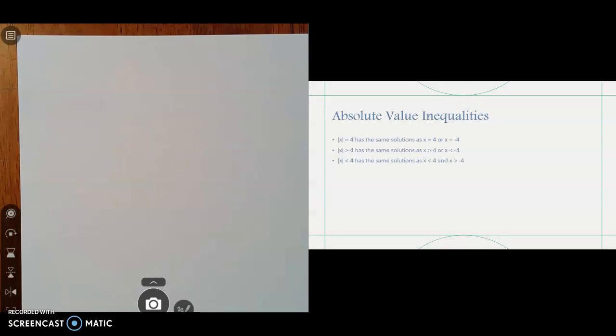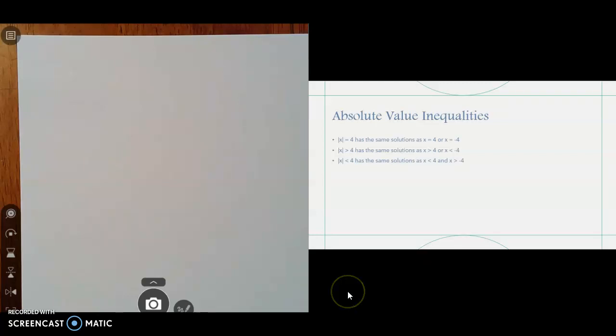What about the absolute value of x is less than 4? Well, those are smaller values. Those are things that have a smaller distance from 0 on the number line. So x is less than 4, and it's also going to be greater than negative 4. So it's going to be between negative 4 and 4 on the number line. So we're looking at negative 3, negative 2, negative 1, 0, 1, 2, 3. Those kind of values that have small absolute values.